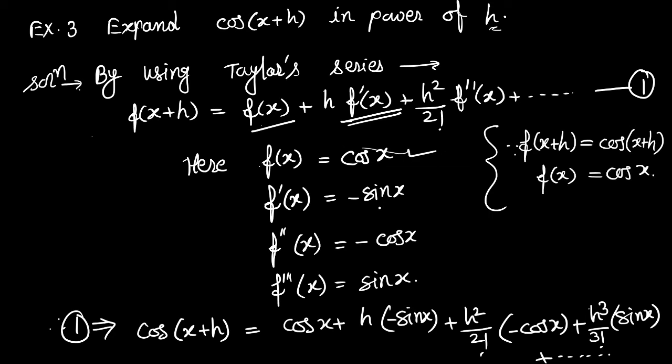Therefore, we consider here f of x equal to cos x, then find out f dash of x, f double dash of x, f triple dash of x, and substitute in the formula, equation number 1, and then we get the required expansion of cos of x plus h.